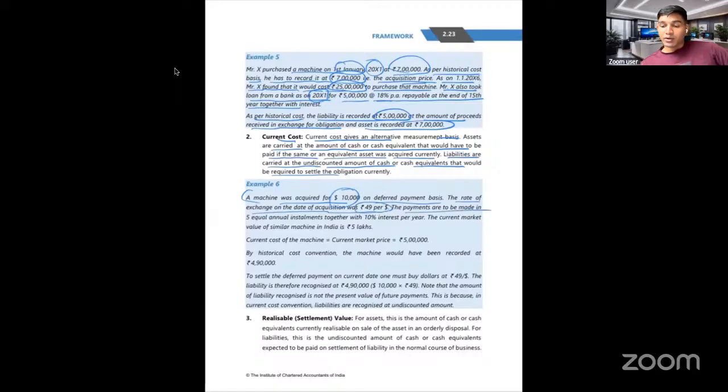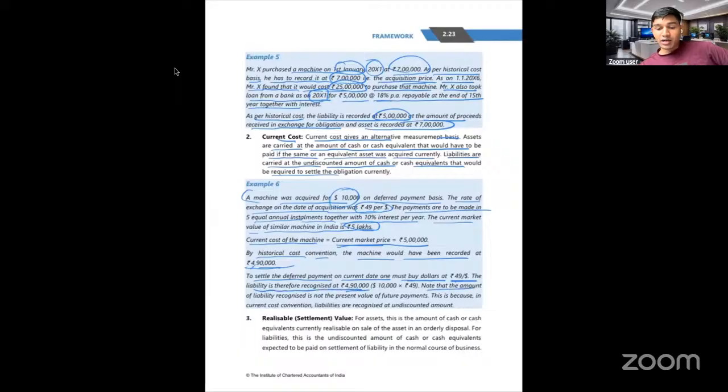The payments are to be made in five equal annual installments together with 10% interest per year. Then the current value of a similar machine will be rupees 5 lakh, and the current market price will be 5 lakh rupees. By historical cost convention, the machine would have been recorded at 4 lakh 90,000. And to settle the deferred payment on the current date, one must buy dollars at 49 rupees per dollar, and the liability is therefore recognized at 4 lakh 90,000.